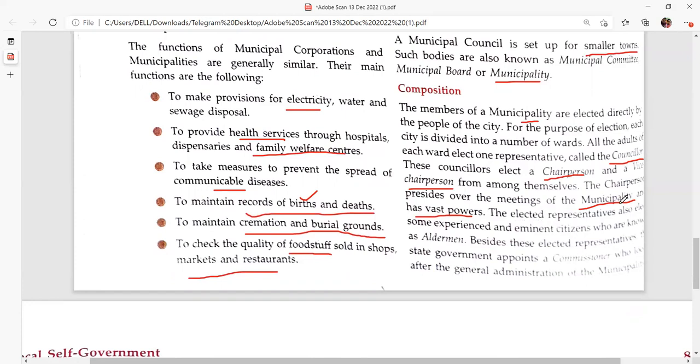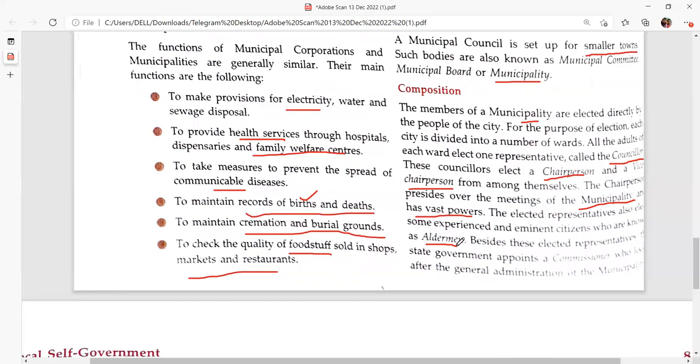The elected representatives also elect some experienced and eminent citizens who are known as aldermen. As in a municipal corporation, the eminent persons of the city, the learned persons, the buddhijivi, are elected by the representatives so that they can give their suggestions for the development of the city. Here also in the municipality, the members elect some aldermen so that they can give necessary and beneficial suggestions, helpful for the development and upliftment of the people of the city.